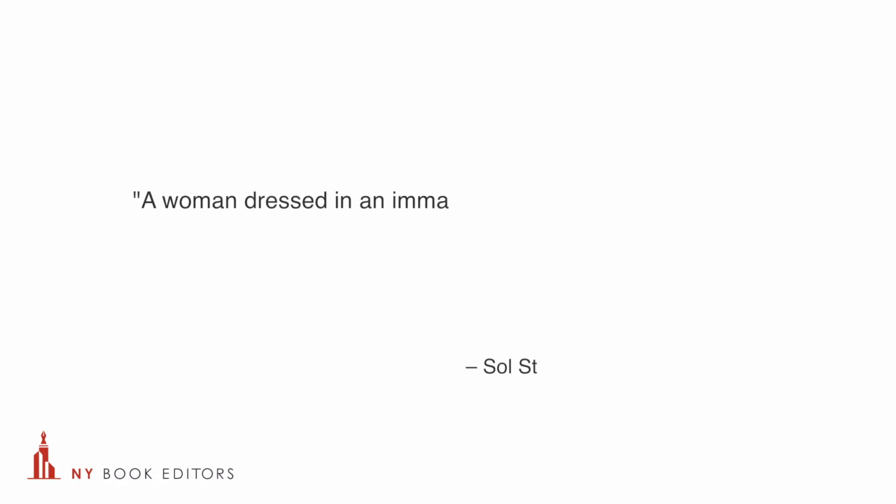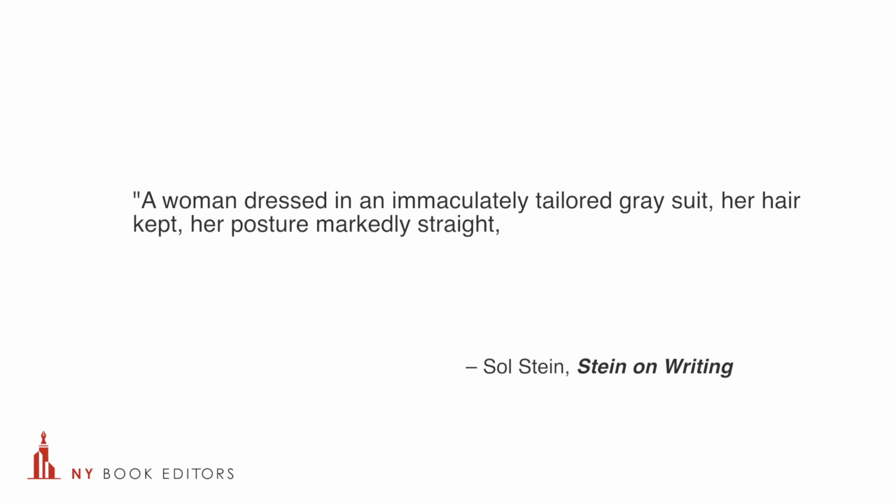Here's Stein. A woman dressed in an immaculately tailored gray suit, her hair kept, her posture markedly straight, and she was picking her nose. The reader should have a misplaced sense of certainty. Try not to give them exactly what they think is going on. Effective characters mislead us with their actions or behavior again and again.